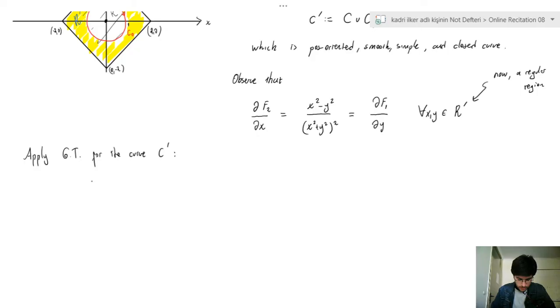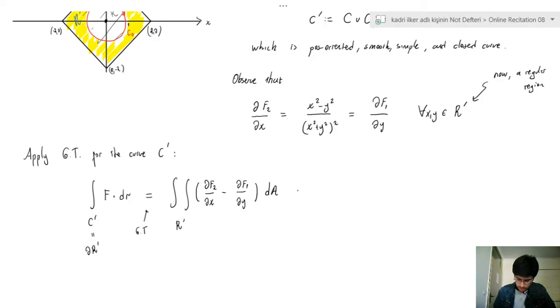Okay, so let's apply. We have this line integral of a vector field. Green's theorem tells us that this part becomes the double integral on the region R prime, because remember, this is just the boundary curve of R prime. And this is just the partial derivative of f2 with respect to x minus the partial derivative of f1 with respect to y.